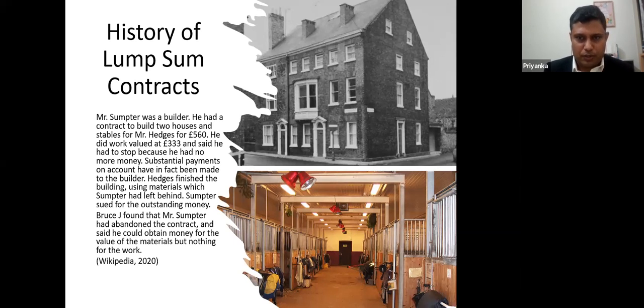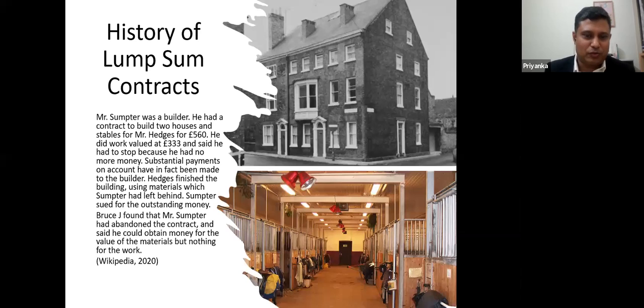So Mr. Sumter, the case was held in 1898. Mr. Sumter had a contract with Mr. Hedges to build two houses and a stable. A stable, as you are aware, is a place where horses are being kept and fed. So these are the stables which we know.